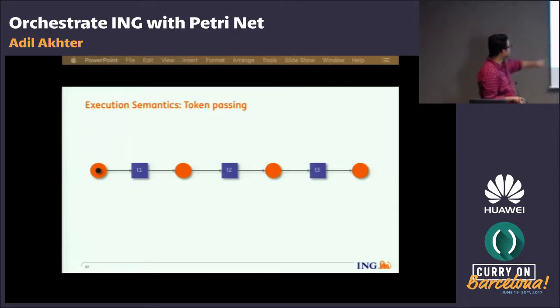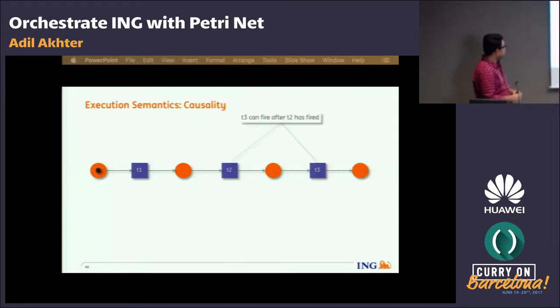For instance, in this case, T1 is connected to this place which has a token, meaning T1 is enabled. So when the transition fires, it just passes the token to its output place, which in essence enables transition T2, and in essence that enables transition T3. So that's how it passes token from transition to transition. Transition is just moving token from input places to output places.